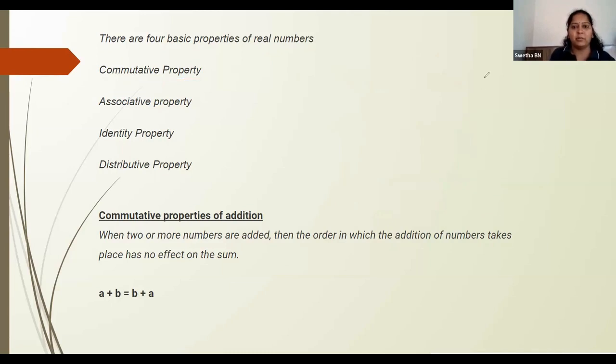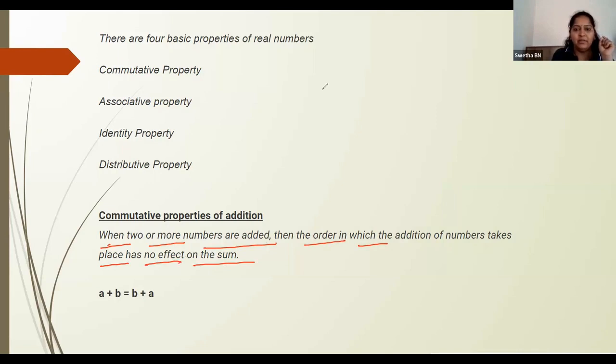What is commutative property? Commutative properties of addition. See, when two or more numbers are added, then the order in which addition of the numbers takes place has no effect on the sum.